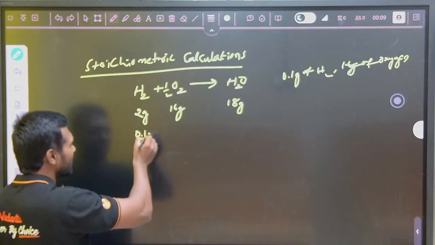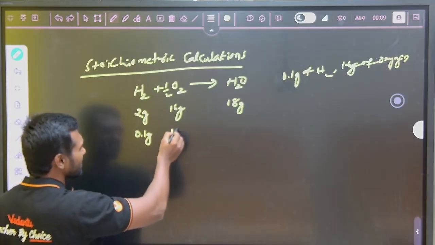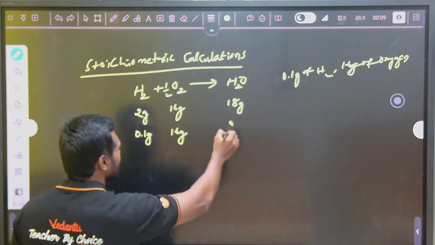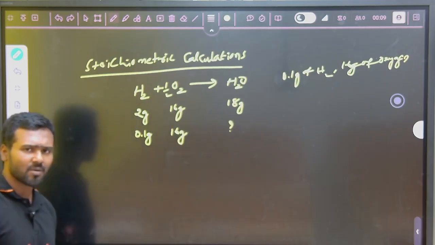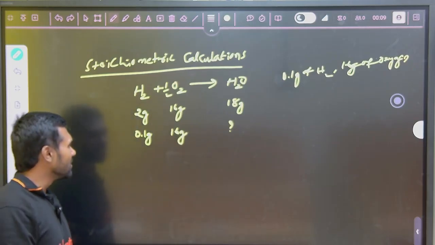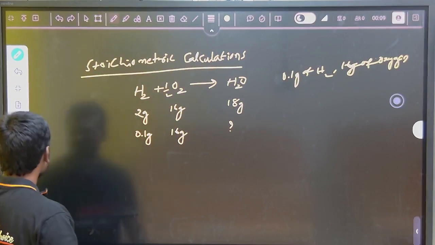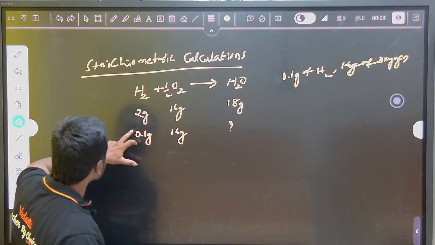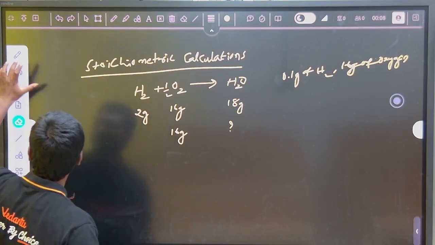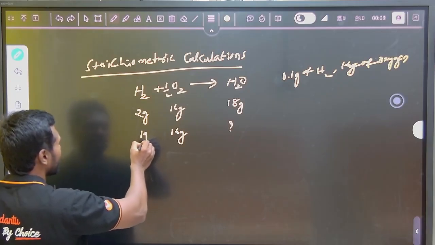This is 0.1 gram and this is 16 grams only, and they are asking how many grams of water is formed. This is simple. Let's take here, instead of 0.1, you take 1 gram only. It is easy to understand. So let's take here 1 gram only.